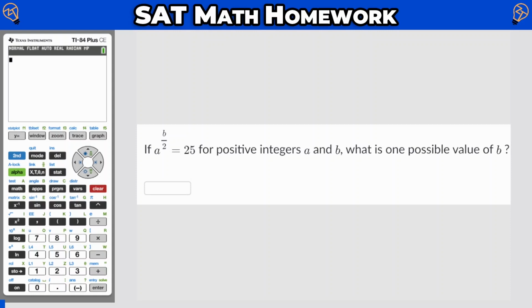So here you only have to come up with one possible value of b. In this question, there actually ends up being 3 potential correct answers, and I'll show you each of them, and I'll give you the one that I think is the easiest. But let's start with that one actually.